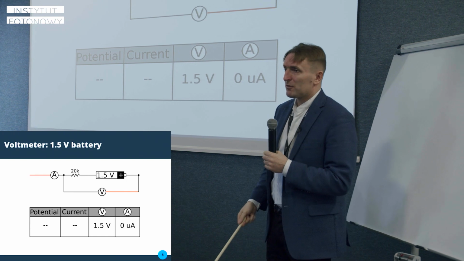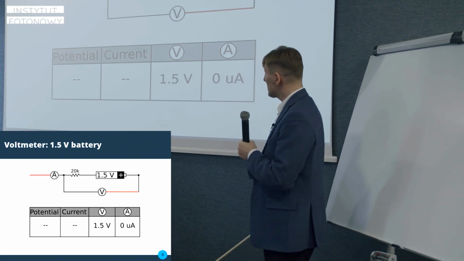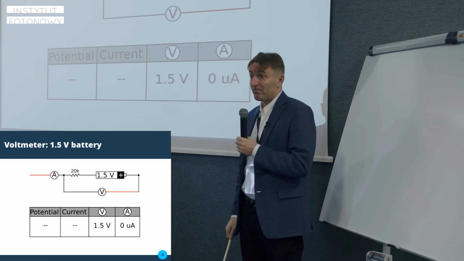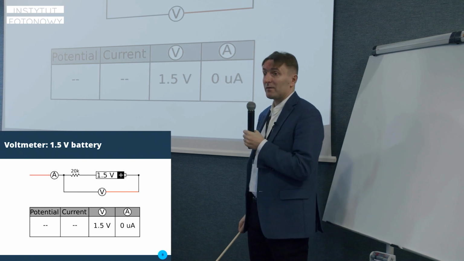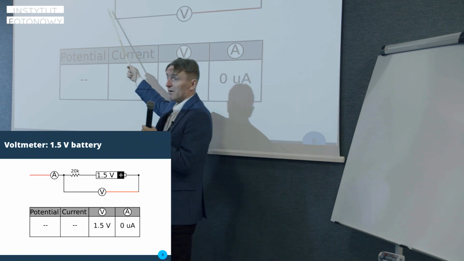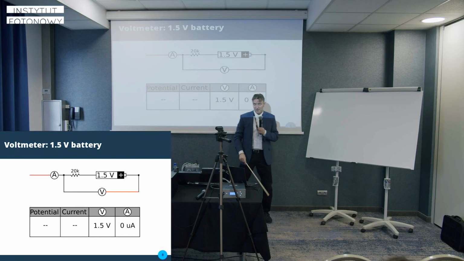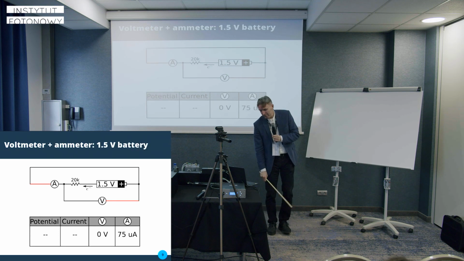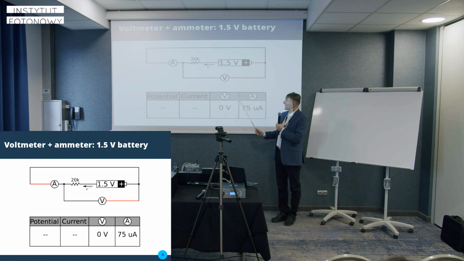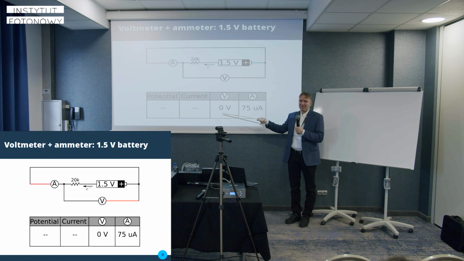All right, so let's do the prediction. As you may expect, the voltmeter will show 1.5 volts, while the ampere meter will show 0, because it is an open circuit. It is hanging in there. Okay, now let's close the circuit. Now, you expected that. There is 0 volt, okay, and 75 microamps.